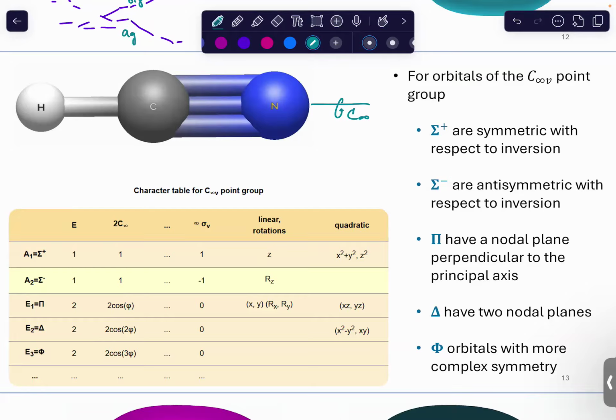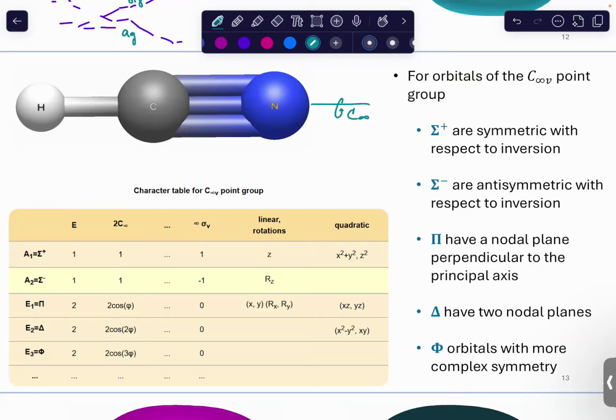And you can notice the different symbols. They're looking at the symmetry differently: inversion, nodal planes, stuff like that. Stuff you've never brought in before. I didn't want you to look at a character table like this and go, what do all these Greek letters mean? Well, it defines a symmetry.